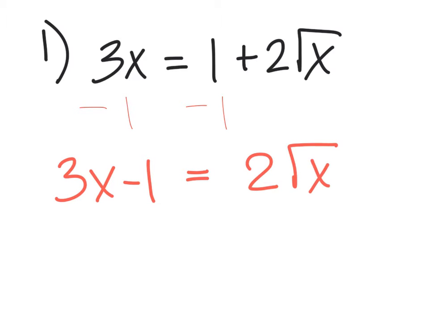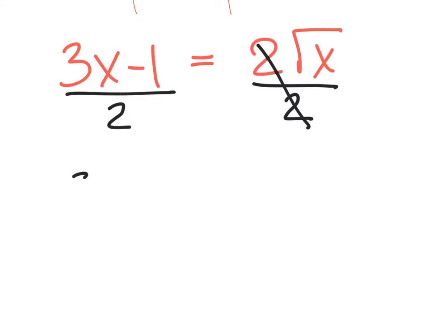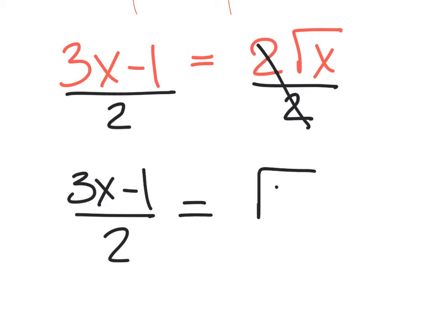All right, is that radical isolated yet? I would say no, there's still a 2 in front. So what am I going to do? I'm going to divide both sides by 2. So here I get 3x minus 1 over 2 equals radical x. All right, once the radical is isolated, I'm going to wrap each side up and square it.